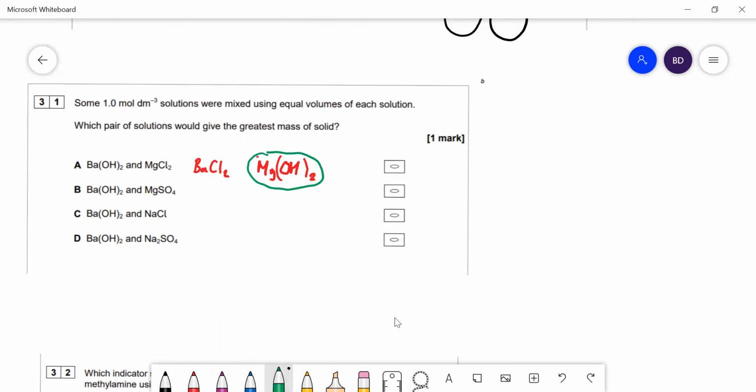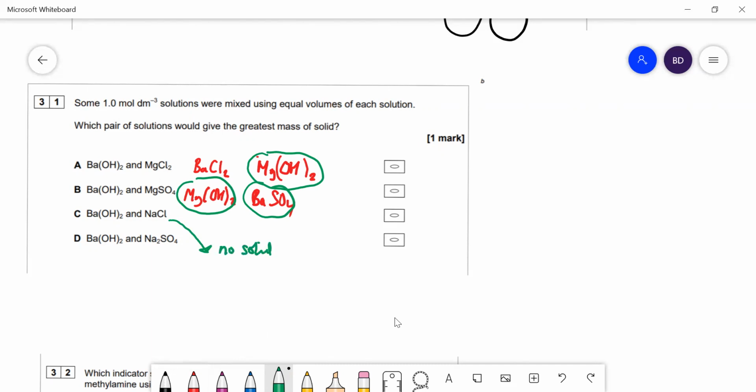This one is going to give us magnesium hydroxide solid and barium sulfate solid. They're both solid, so that's going to give us more than the top one, and they react in a 1-to-1 ratio here. Barium hydroxide and sodium chloride, there's no solid. Barium chloride and sodium hydroxide are both soluble, no solid at all for that one.